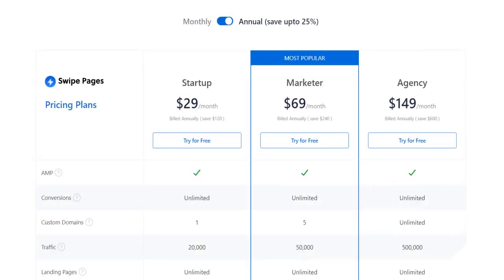In terms of pricing, I want you to look on the screen here. Here is what we have in terms of Swipe Pages pricing. You have the Startup, the Marketer, and the Agency. So you have a clear idea about what you are getting yourself into with Swipe Pages.